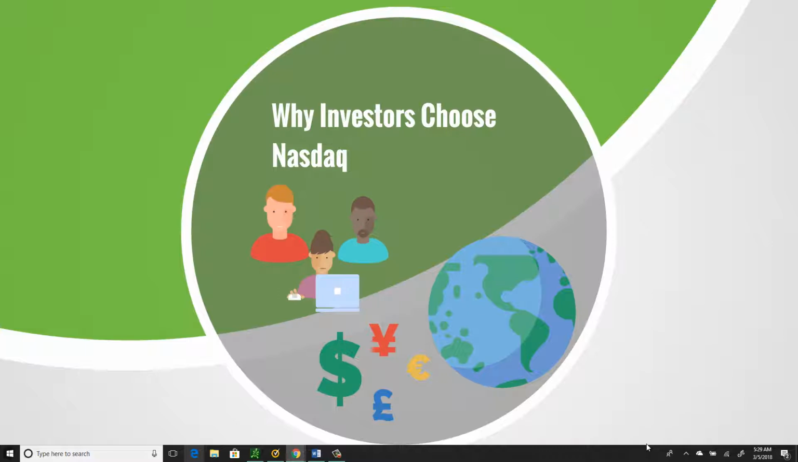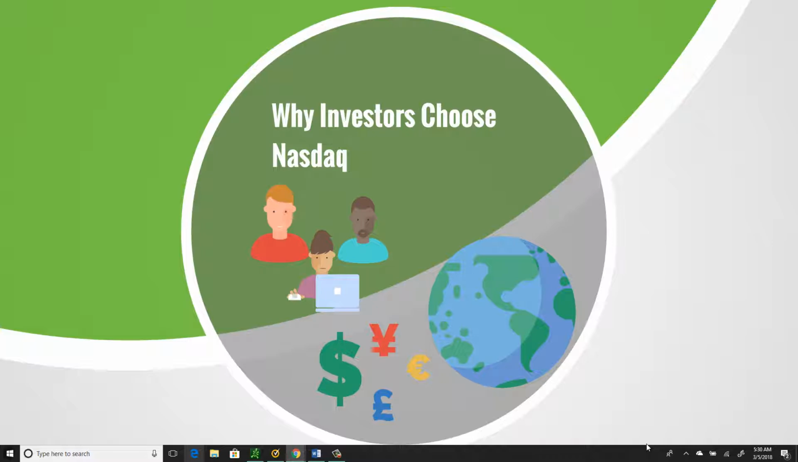Now, this is typically when newer investors start to get into the market, they're going to typically go to stocks that are traditionally Nasdaq stocks. Nasdaq stocks are traditionally going to be from the tech sector, from the biotech sector, and things that more do-it-yourself investors are typically more interested in.